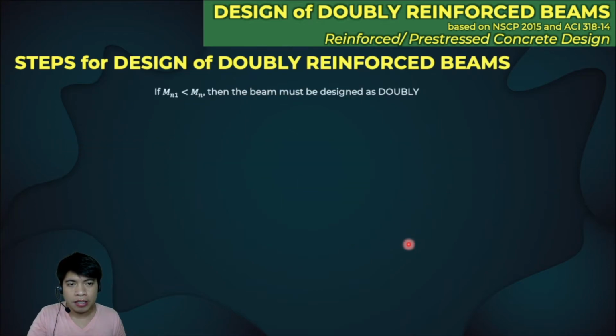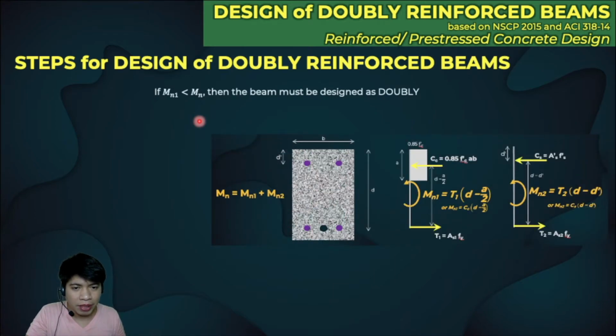So, ayun na nga guys, since ang ating topic dito sa video na ito is design of doubly reinforced beams, then i-discuss natin guys kung paano i-design nga yung doubly. So, dapat guys, yung MN1 niya must be less than sa MN. Okay? Okay, so again guys, ganito yung mangyayari. So, ibig sabihin guys, kung yung MN1 natin is less than sa MN, then kailangan nating magdagdag ng additional nominal moment. Ito na yung MN2.